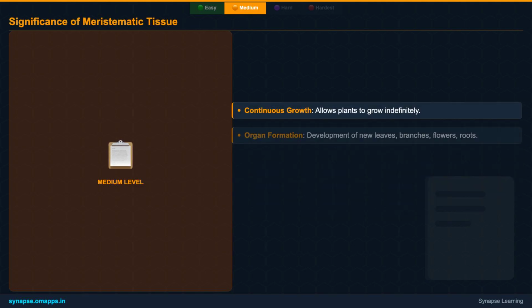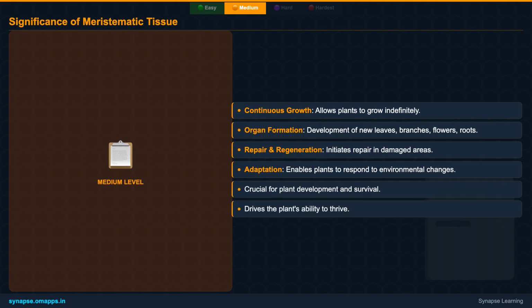The significance of meristematic tissue cannot be overstated. They are the engines behind a plant's continuous growth, enabling it to develop new leaves, branches, flowers, and roots throughout its life. Beyond just growth, meristems are crucial for repair and regeneration, allowing plants to heal wounds and replace damaged parts. This adaptability is vital for plants to thrive and respond to their environment. Without these active growth centers, plants wouldn't be able to achieve their incredible diversity and resilience.